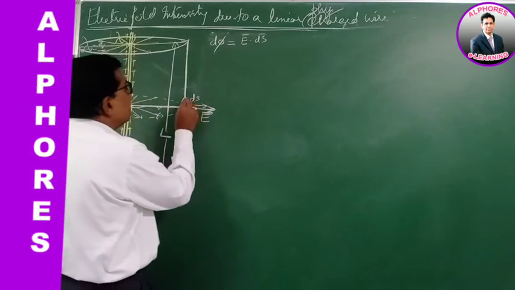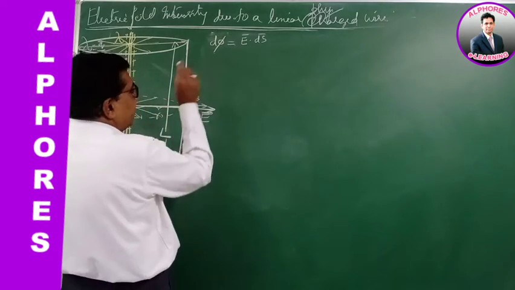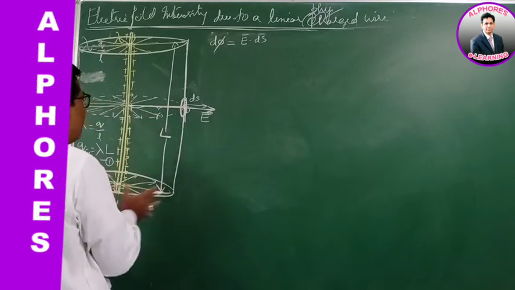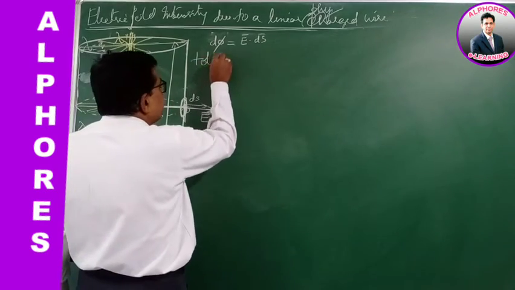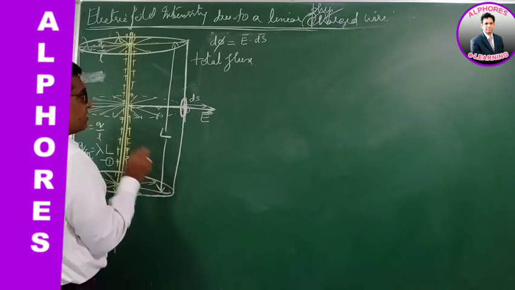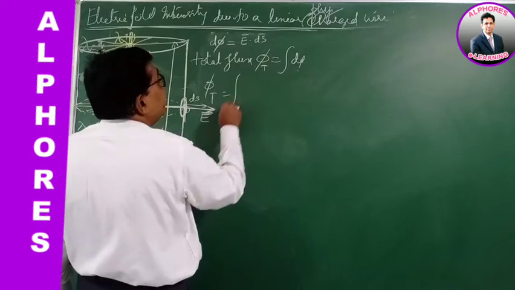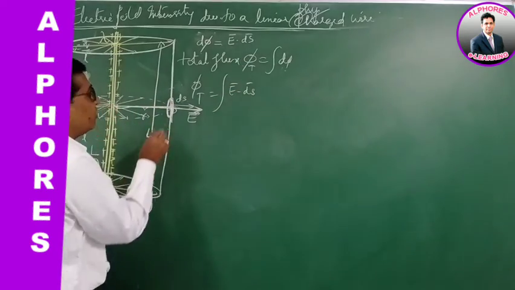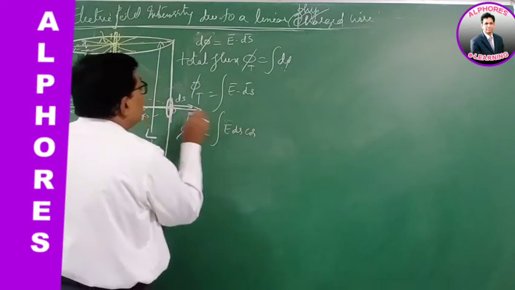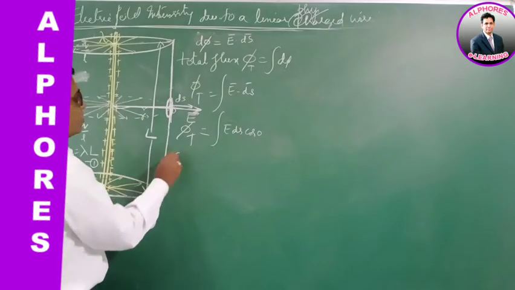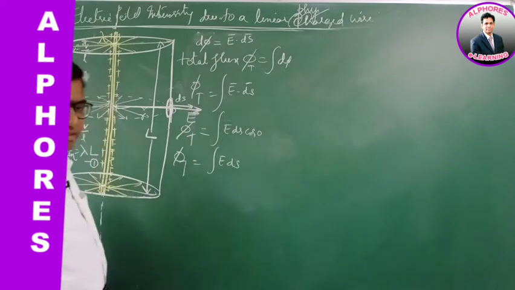Now, considering the small element ds here, the small flux through this element, d phi, is E dot ds. If I imagine such area elements throughout the Gaussian surface, then the total flux emerging from this Gaussian surface, phi, is the integral of d phi, that is, integral of E dot ds. But E and ds are both in the same direction, so they are parallel. The integral is E ds cos 0, and cos 0 is 1. So the total flux is equal to integral E ds. This is an intermediate equation.